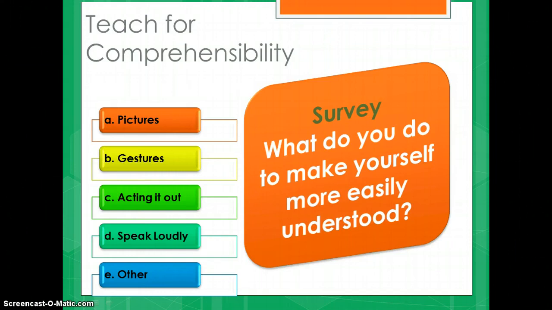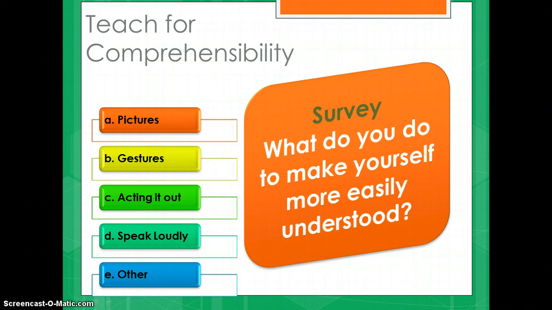So now we know that you have many ways of making yourself understood through pictures, gestures, and other strategies like acting it out. We know that speaking loudly has minimal effect, but I put that in there just to see who I could trip up, and not many of you did. So that's good to know that many of you are not falling back on that old myth that if you speak more loudly, people will understand you. Yet we also know that there are other ways, even besides the strategies that we've just talked about.